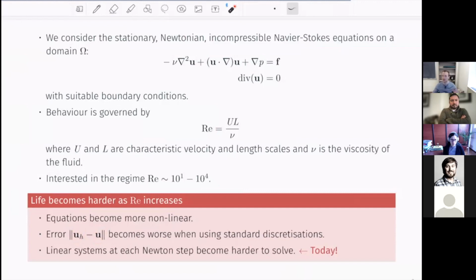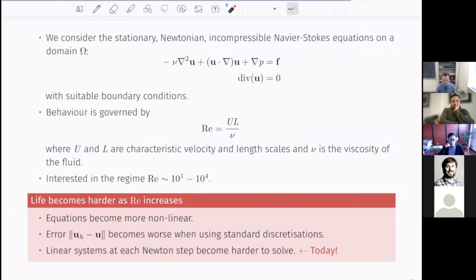So think of a Taylor-Hood discretization. If you ever solve the Navier-Stokes equation using finite elements, the error blows up as you increase the Reynolds number. And then finally, the system is nonlinear. How do we solve a nonlinear system? Well, usually we use Newton. If we use Newton at every step, we need to solve a big linear system. These linear systems become harder and harder to solve as we increase the Reynolds number.